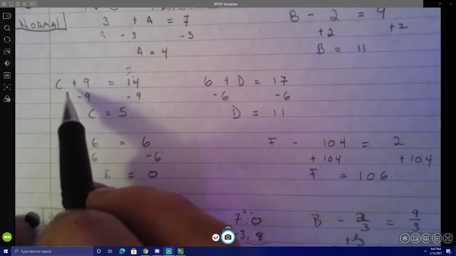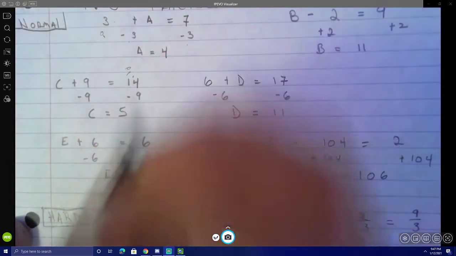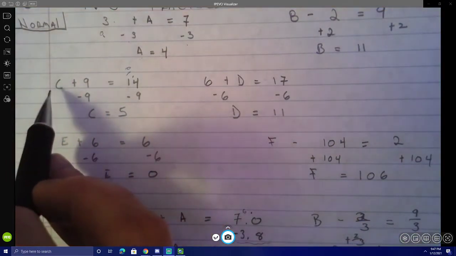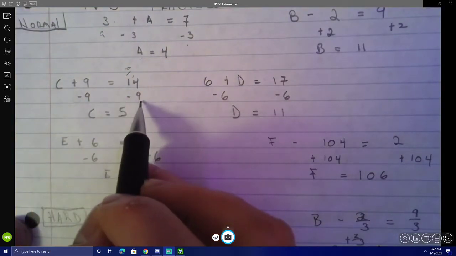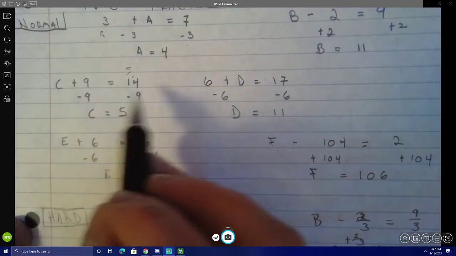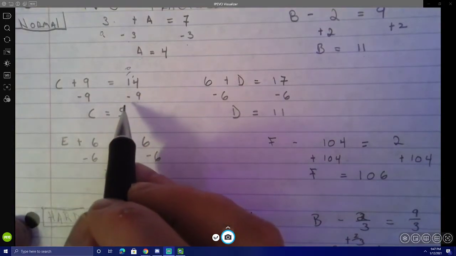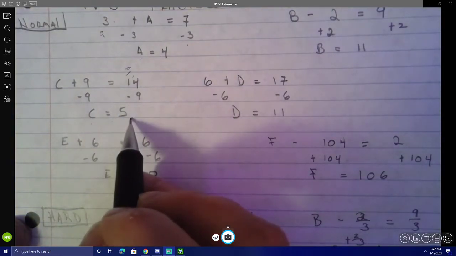For the next problem here, I have c plus 9 is equal to 14. To isolate my variable c, I would subtract 9 from both sides. I know 9 minus 9 is equal to 0. 14 minus 9 leaves me with 5. Therefore, I know my variable c is equal to 5.